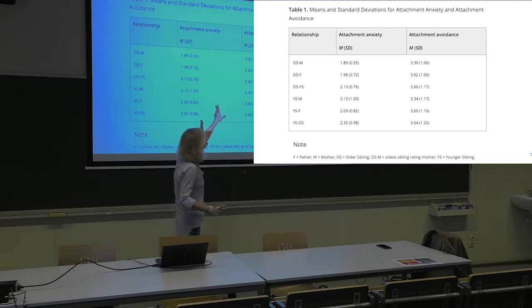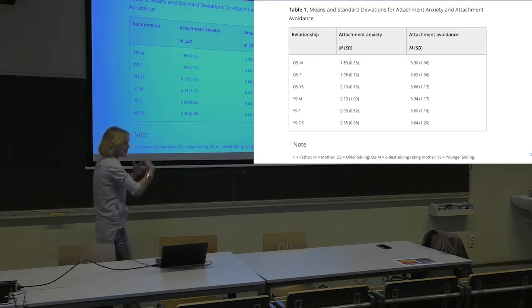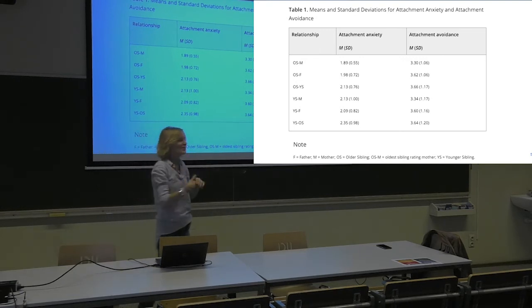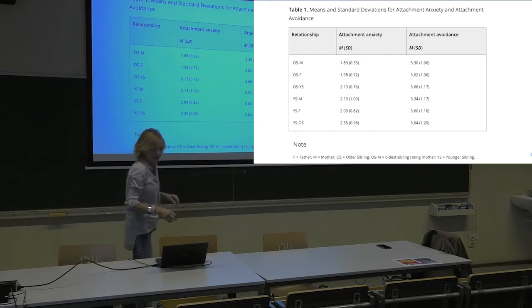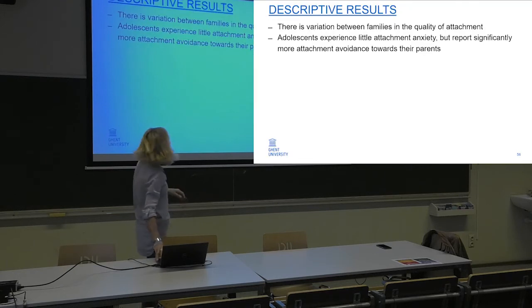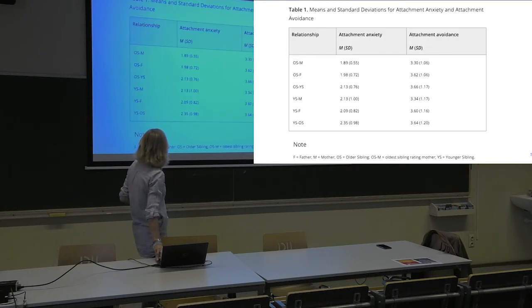So avoidance was a bit higher, which is okay for adolescents, because they are in this developmental phase where they have to spread their wings. So that's what was here, the variation, and adolescents experience little anxiety and report significantly more avoidance.